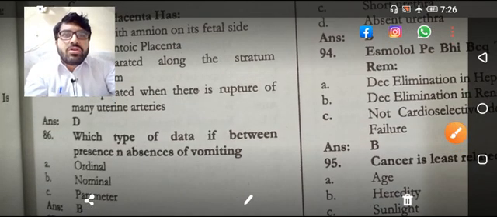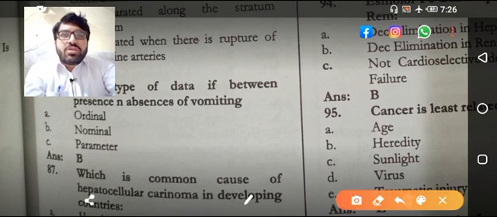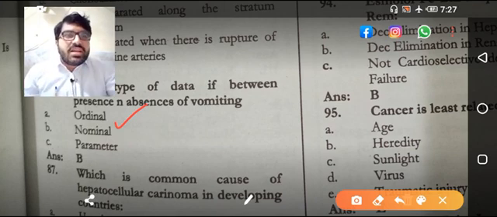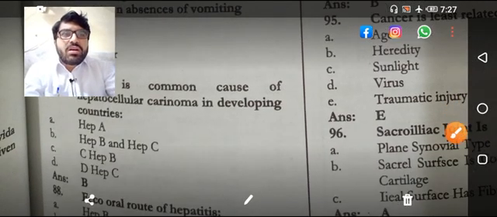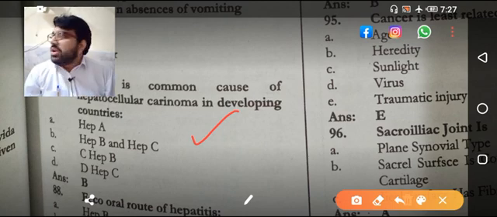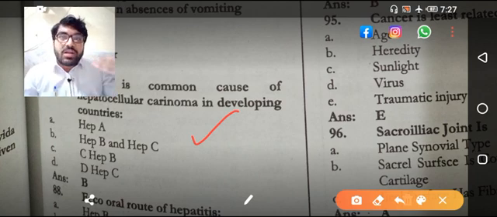Coming toward the next: which type of data is the presence and absence of vomiting? This is a straightforward question. This is nominal data. The name is mentioned. If there was some order, then it was supposed to be ordinal, but this is nominal data. Next: what is the common cause of hepatocellular carcinoma in developing countries? Again, a straightforward MCQ, and this is hepatitis B and C in developing countries. But if the question asks in developed countries, that is alcohol.